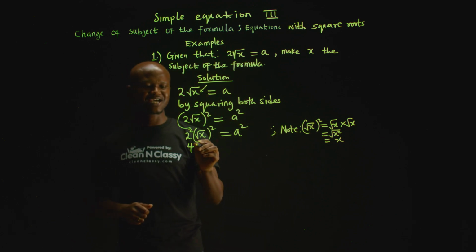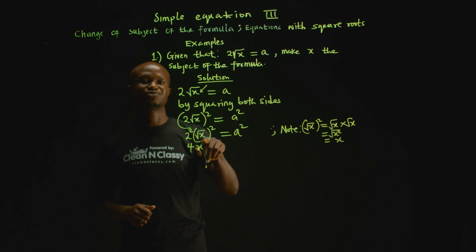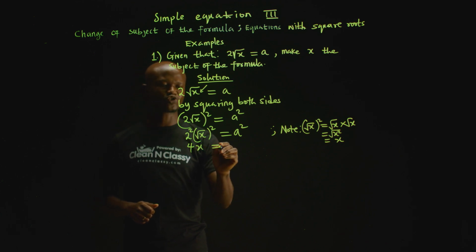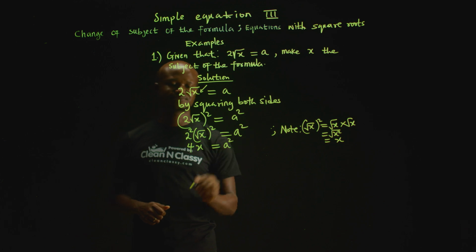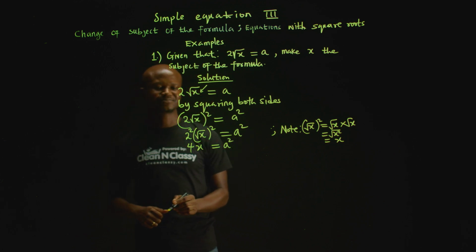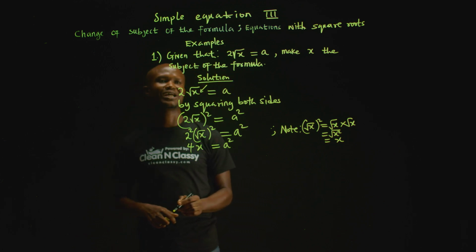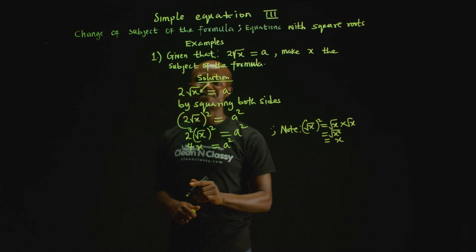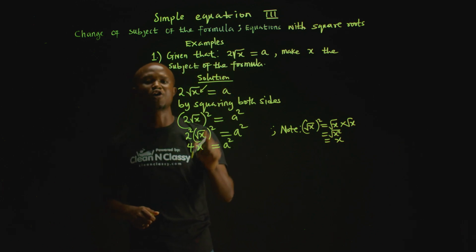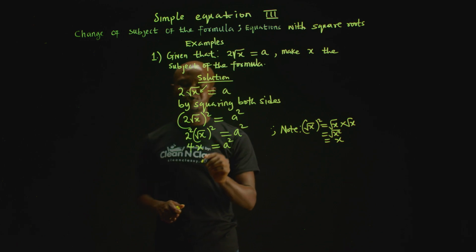Now, in this case here, we have 4x as the result of this, equal to what? a squared. I want to make x the subject of the formula. So it means that we need to divide both sides by the coefficient of x. And what is that? 4.